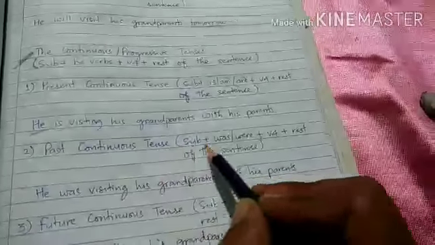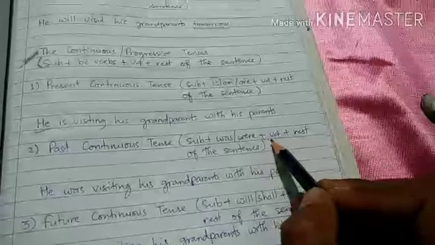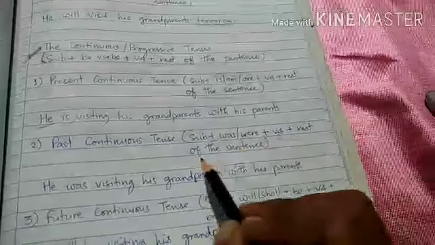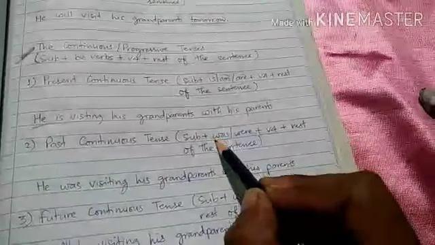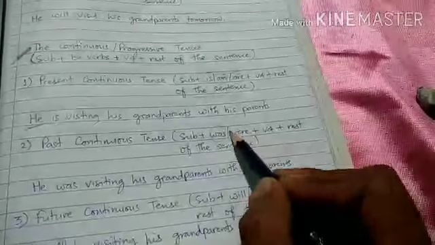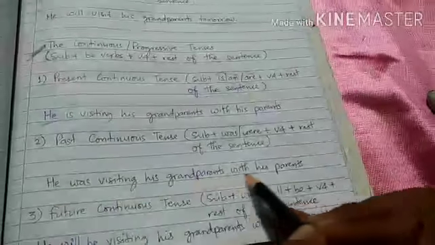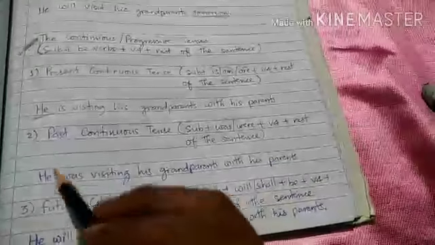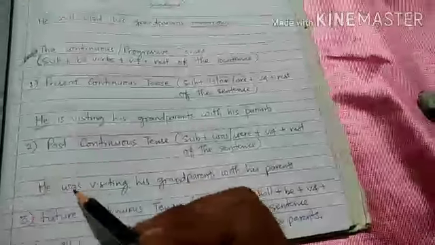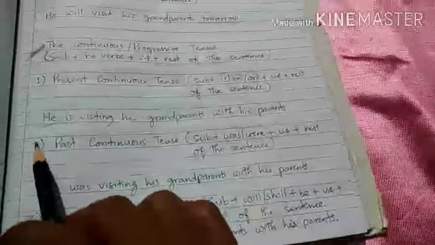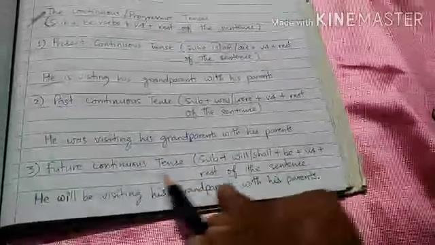Past continuous tense: subject plus was or were plus verb-ing plus rest of the sentence. Was if the subject is singular, were if the subject is plural. Now, he was visiting his grandparents with his parents. Same sentence I am changing here into past continuous tense. Understood?